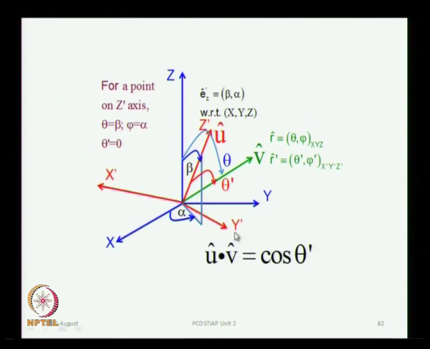The angle between these two directions u and v is given by this cosine of theta prime, because theta prime is measured with respect to the z prime axis. So, theta prime is the angle between the unit vector u and the unit vector v.